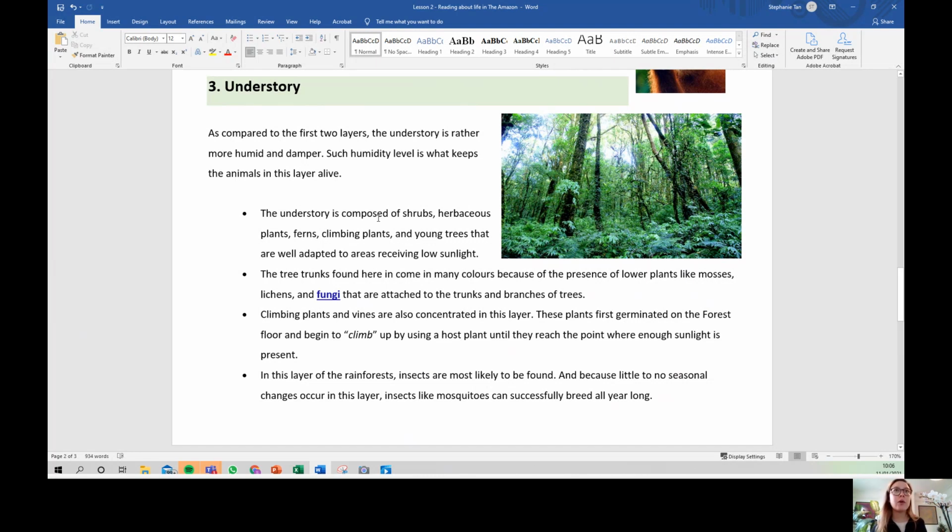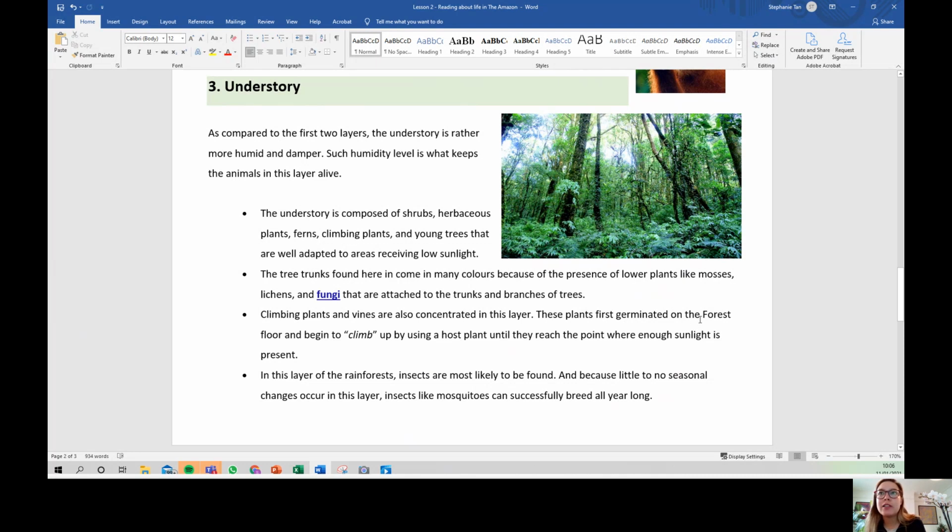The understory is composed of shrubs, herbaceous plants, ferns, climbing plants, and young trees that are well adapted to areas receiving low sunlight. The tree trunks found here come in many different colors because of the presence of lower plants like mosses, lichens, and fungi, so mushrooms, that are attached to the trunks and branches of trees. Climbing plants and vines are also concentrated in this layer. So if you've ever seen Tarzan, you would have seen Tarzan swing on a vine.